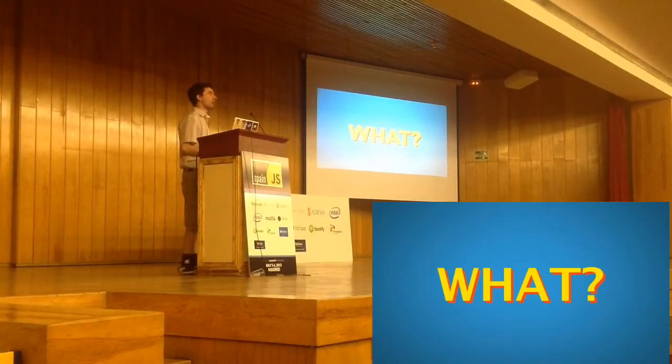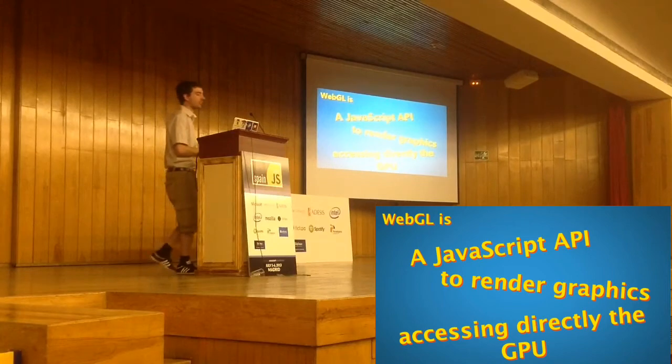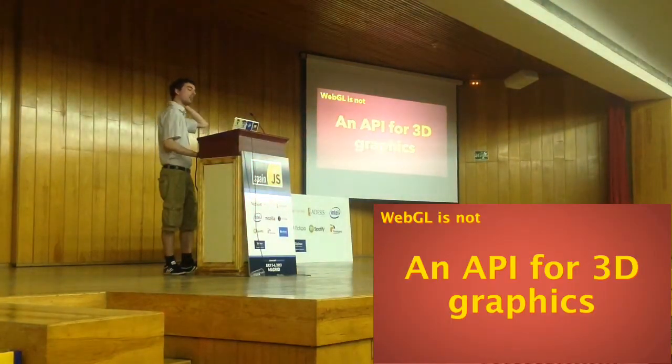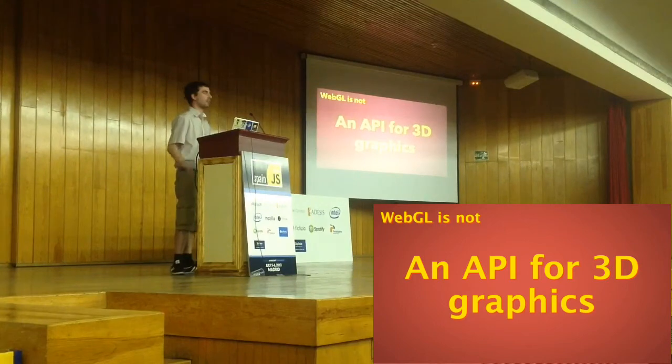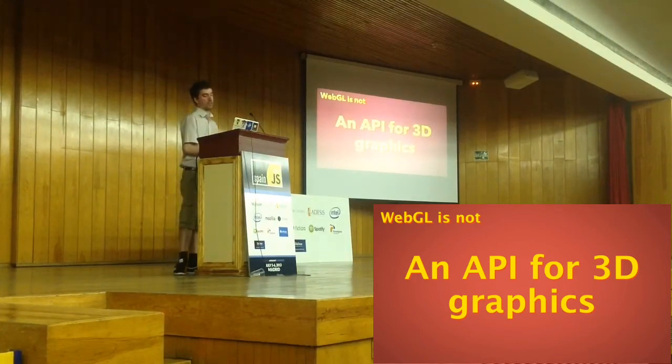Well, we're going to talk specifically about WebGL. WebGL is the JavaScript API to render graphics accessing directly the GPU. That's what WebGL is, but here is what it is not. WebGL is not an API for 3D graphics. You see, WebGL is the building blocks for the GPU, but you don't really need to do 3D with that. You can do 2D graphics with that, and you can make it very efficient that way. But we want to focus on 3D this time.